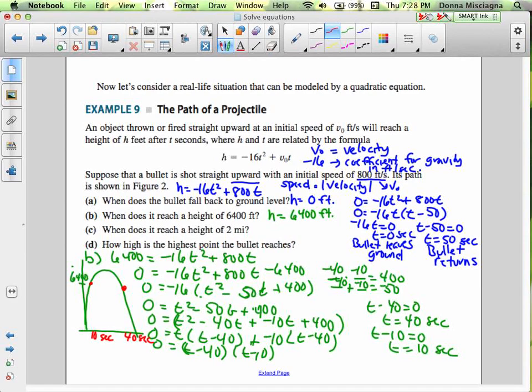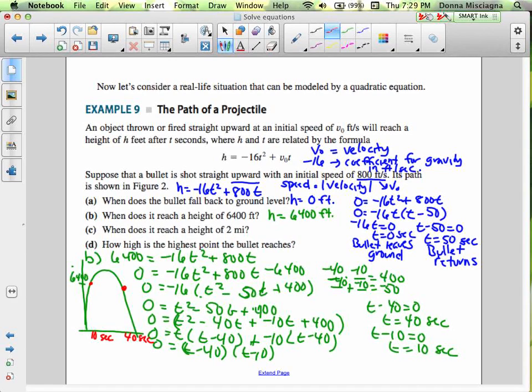So it happens twice because it goes up, and it goes through the 6,400 feet. It keeps on going a little higher, and then it comes back down to the 6,400 feet. Now, how do we know it keeps going higher? Because that's not the vertex, because it hit that value, that 6,400, twice. So we're going to find out what the vertex is in D.